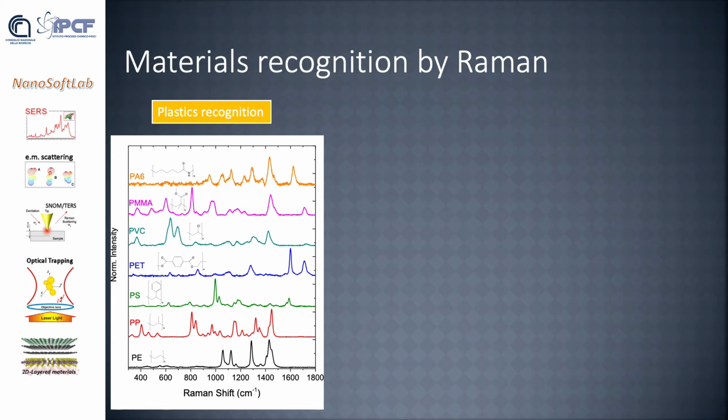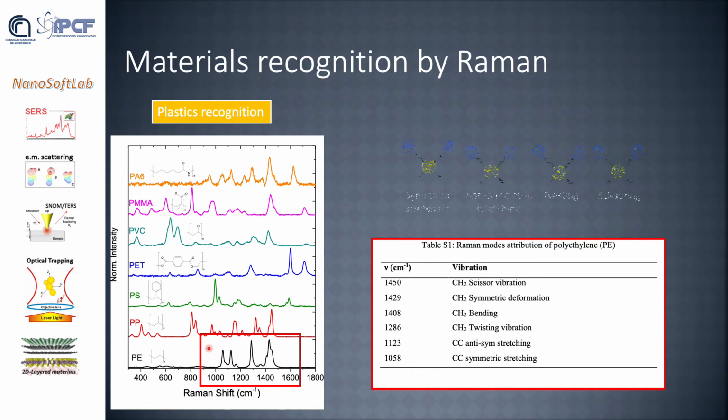Among the applications of Raman spectroscopy, materials recognition is one of the most important. As you can see here, these spectra are made on different plastics, starting from PA6 to PMMA to PVC down to polyethylene. We can recognize the different materials based on the position of the peaks, and of course we can assign these peaks to the vibrational degrees of freedom of the molecule. For what concerns PE, for example, we have the 1450 cm^-1 mode that is assigned to CH2 bending vibration, then 1429 is symmetric deformation, 1408 is bending, and so on and so forth.